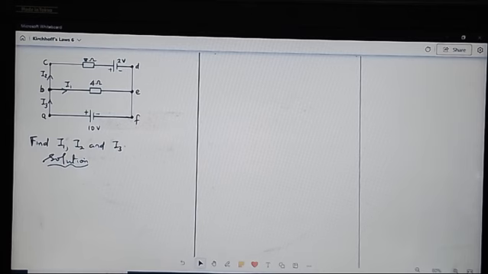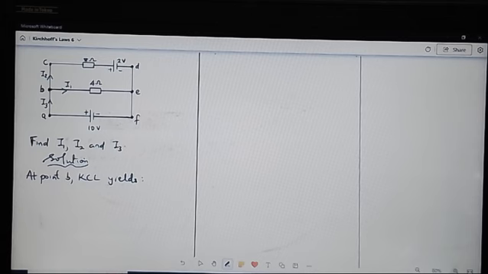So we say at point B, KCL, which is an abbreviation for Kirchhoff's current law, yields... Remember, you must always recall that law. It says that the amount of current entering a junction or a node in a circuit is equivalent to the amount of current leaving that junction or node.